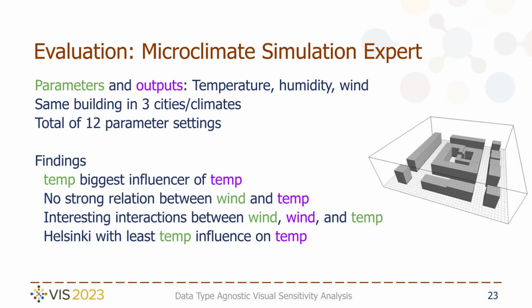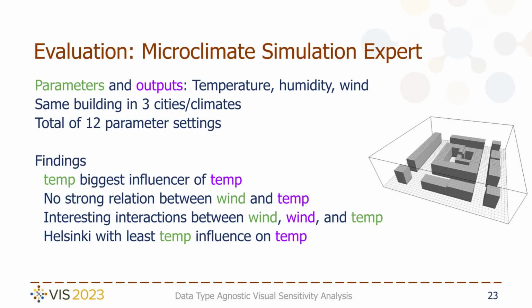The findings of the microclimate simulation expert agreed with domain knowledge about physics, for instance, that warmer air is more humid. They also found that wind cannot be used to cool down the building. Additionally, wind speed output was also influenced by temperature input, which the expert could not explain. In the end, Helsinki won because it had the most scenarios in the cluster where output temperature was least dependent on input temperature.